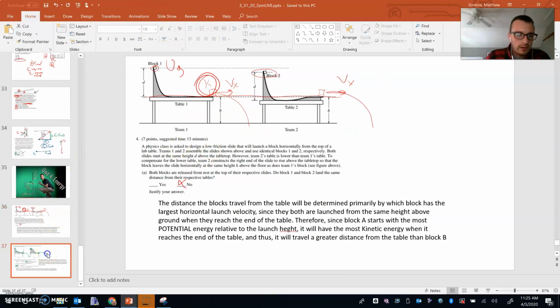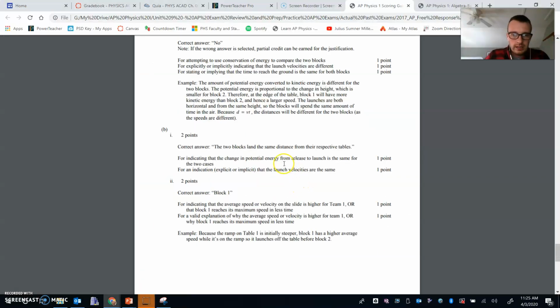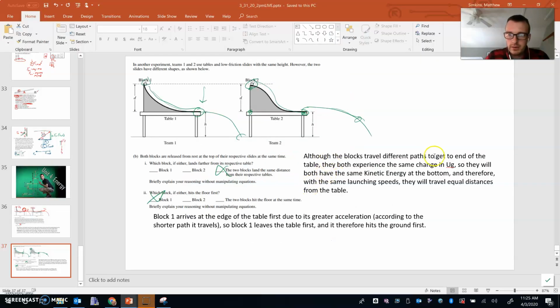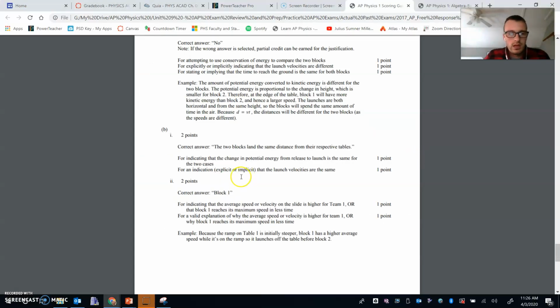Let's look at the second part. All right, we got the correct answer. Correct answer, 2 blocks land the same distance, for indicating that the change in potential is the same, and for an indication that the launch velocities are the same. All right, let's see how we did. Although the blocks travel different paths, they experience the same change in UG. All right, got that point. So they have the same kinetic energy at the bottom and therefore the same launching speeds. Point number 2, got it. So we picked up the 2 points in our response here.